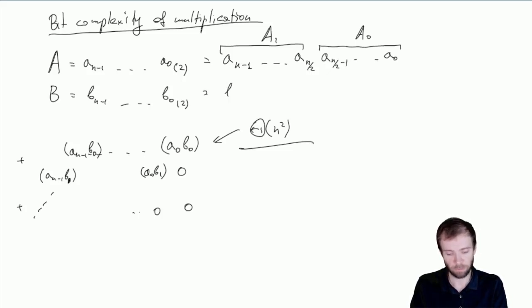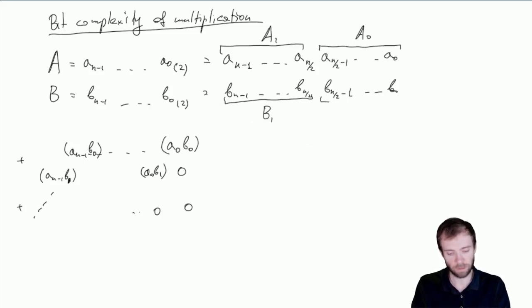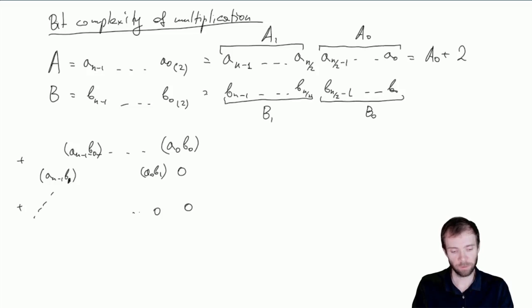Now, the same we do with number b. So we divide its binary notation into two halves, and we call the number which corresponds to the first half b1, and the number corresponding to the second half b0. Arithmetically, we can now express a through a0 and a1 as a0 plus 2 to the power of n over 2 times a1. And the same goes for b.